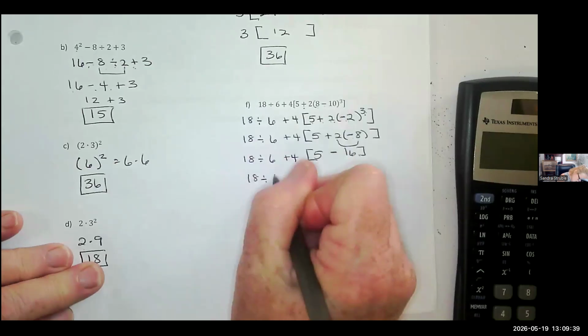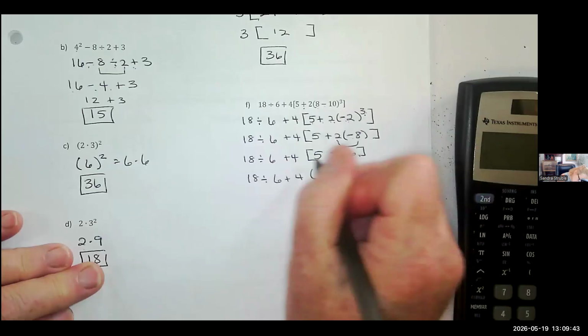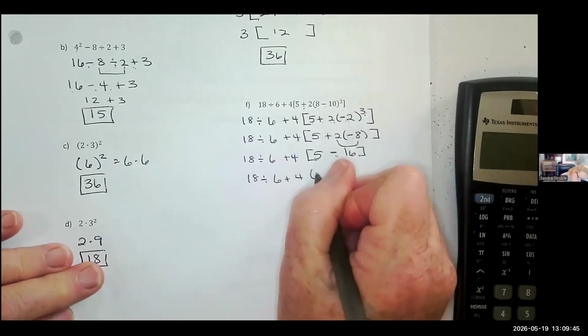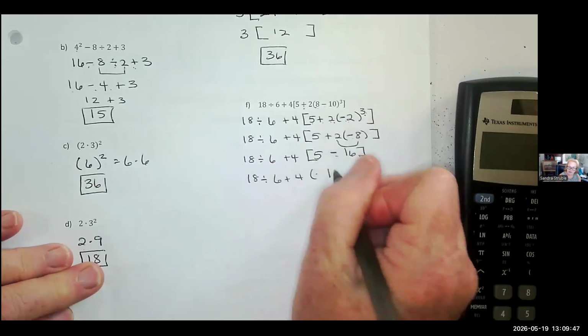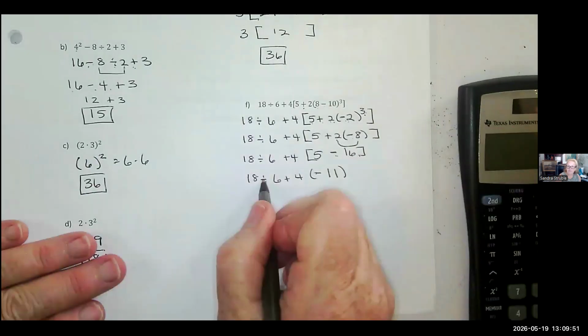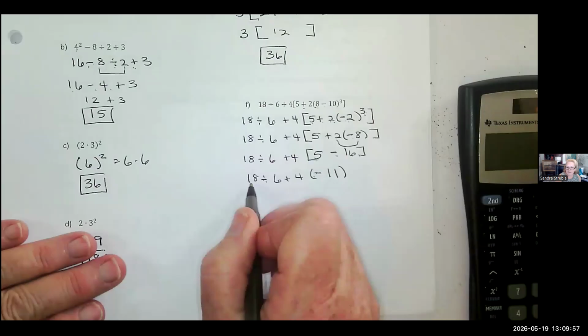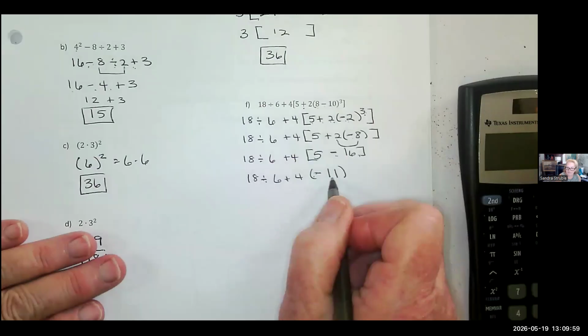5 minus 16, positive and a negative, it's going to be subtracting and take the sign of the larger number. Now, we've got division, addition, and multiplication. So we have to do division and multiplication, but we have to do whoever shows up first, left to right. 18 divided by 6 is 3.